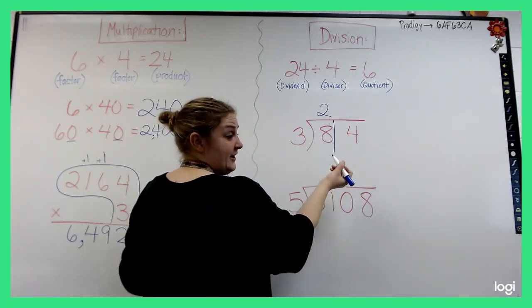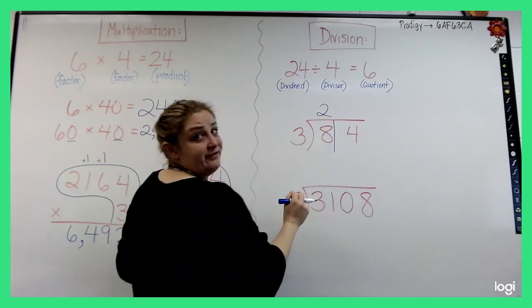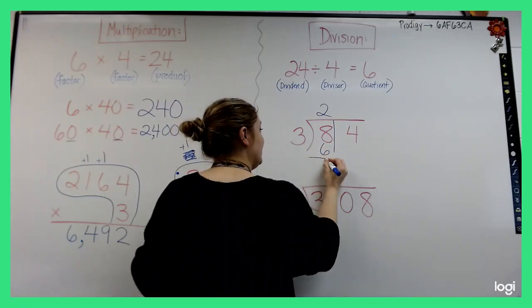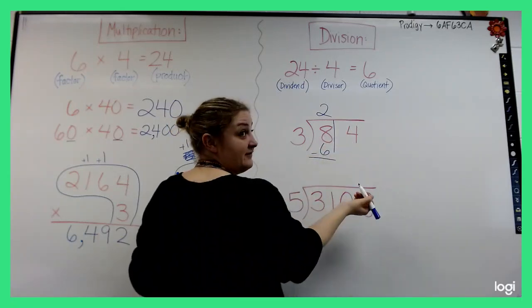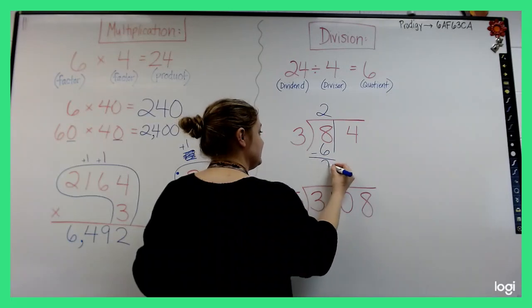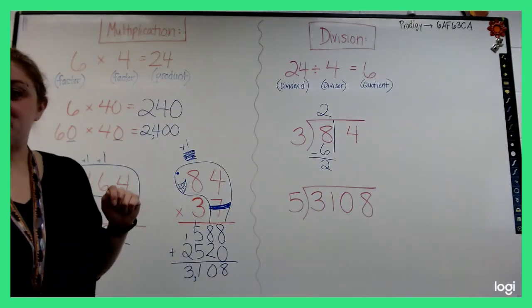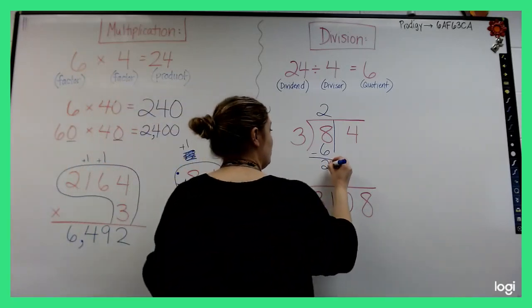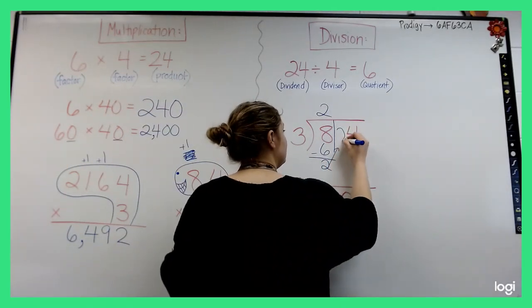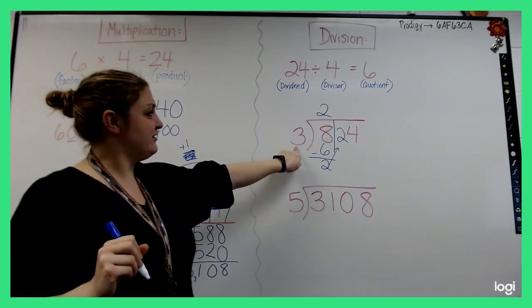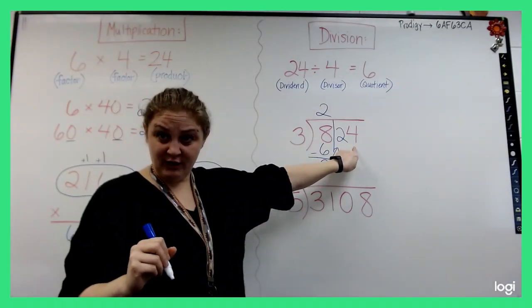Then we multiply. What is 2 groups of 3? It's 6. So I put my 6 down below and I subtract to see what I've got left over. 8 minus 6 is a 2. All right. Now, we have to send that 2 on a field trip. It wants to come hang with the 4, so send it on up. So now we see how many 3s will go into 24 without going over.